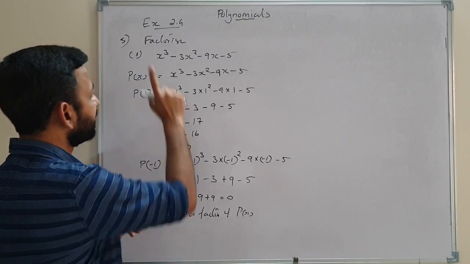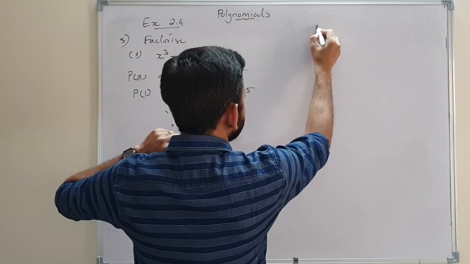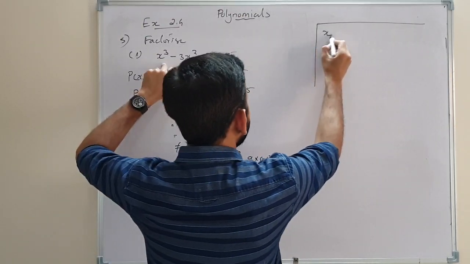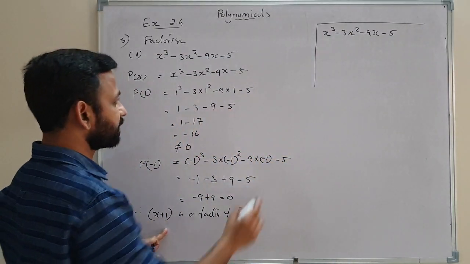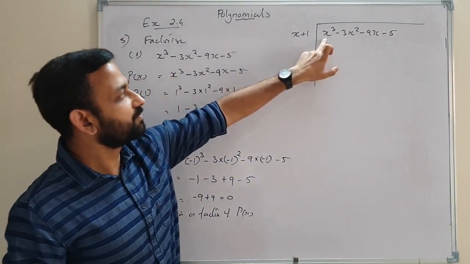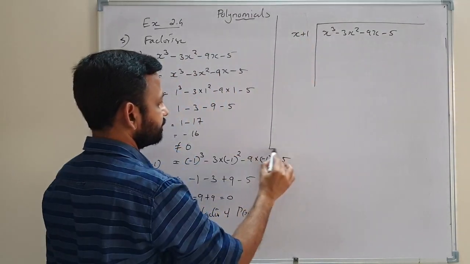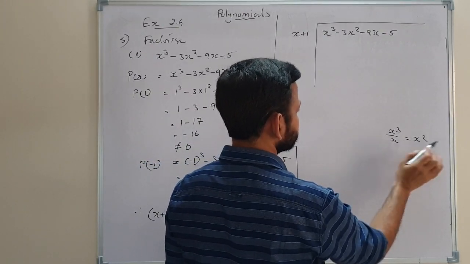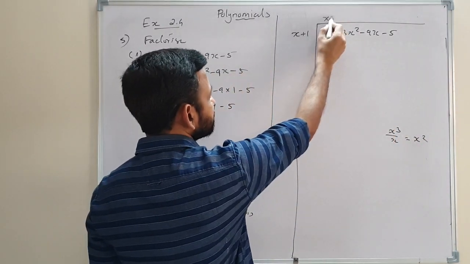So we are going to divide p(x) by x plus 1, using long division. The dividend we write here: x cube minus 3x square minus 9x minus 5, and x plus 1 we write here. Then normal division, first term divided by first term. x cube divided by x, the x cancels, that is x square. So we write x square here.